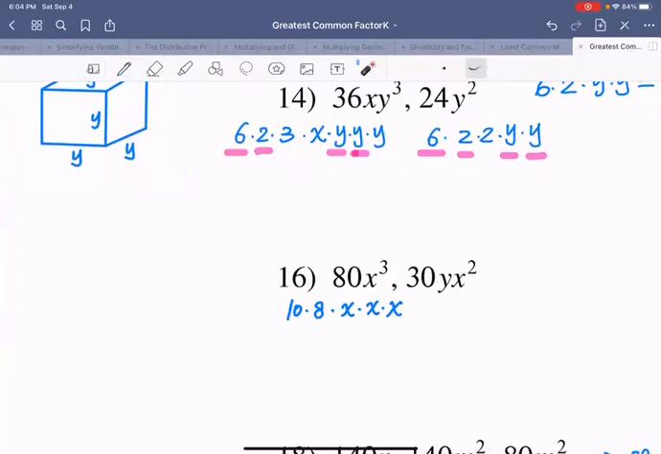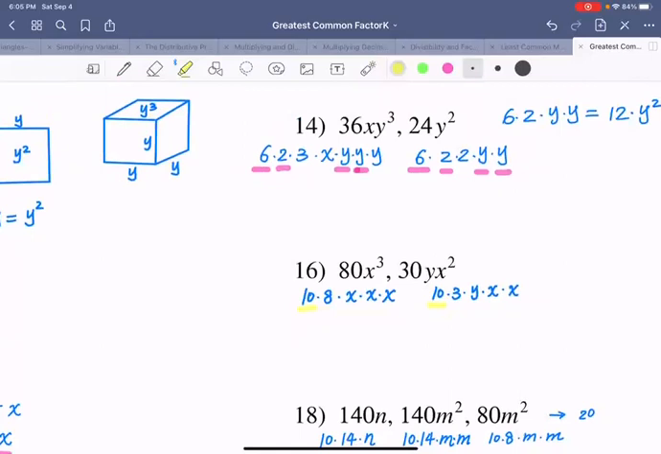Next one. 10 times 3, right? 2 times 3 times y times x times x. x, x, x together is x cubed. x times x is x squared. Now go ahead, tell me those common factors. The 10. Can you highlight? Who else? The x. The other x.